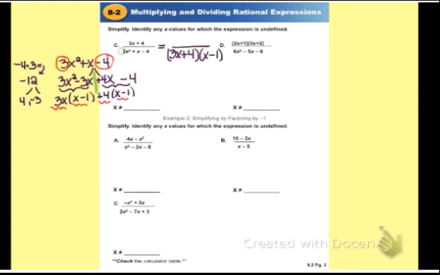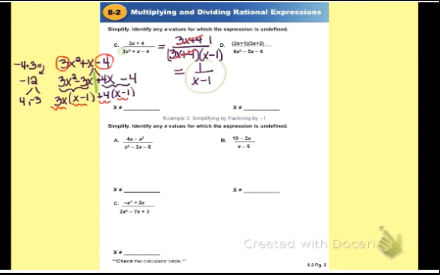And then remember that the numerator was 3x plus 4. Well, if there's a 3x plus 4 on the top and a 3x plus 4 on the bottom, we can simply cancel those out. Well, what's left on the top? Well, just a 1. So this actually reduces down to 1 over x minus 1. And so that would actually be the simplification of this.